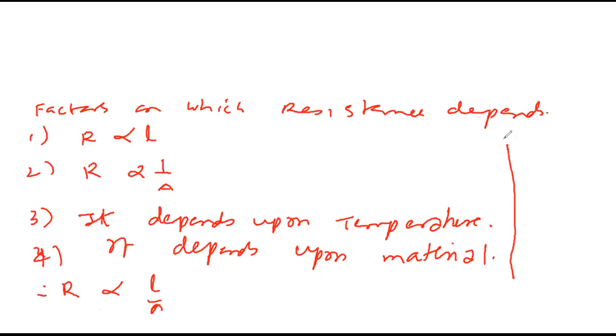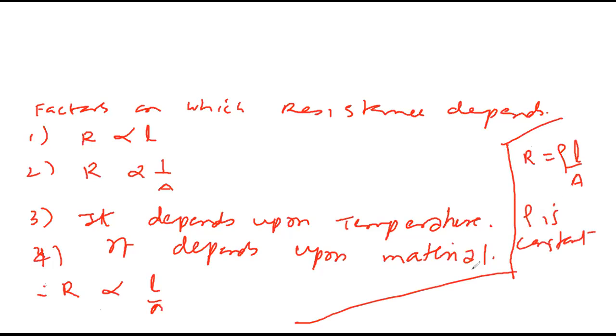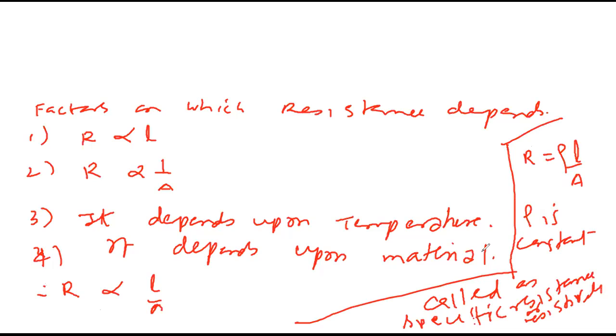So R is proportional to L by A. So this is R equals rho L by A, where rho is constant. What is this called? Specific resistance or resistivity. Just copy till this. Called as specific resistance or resistivity.